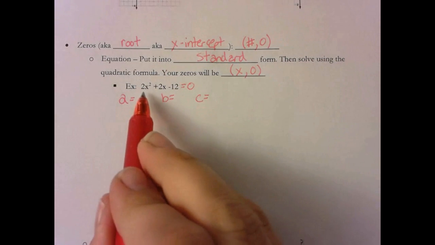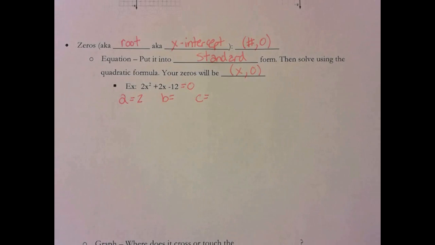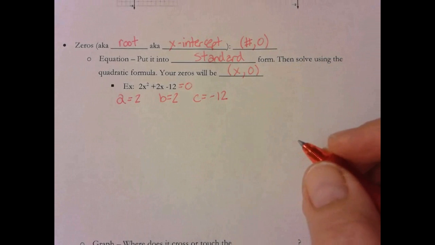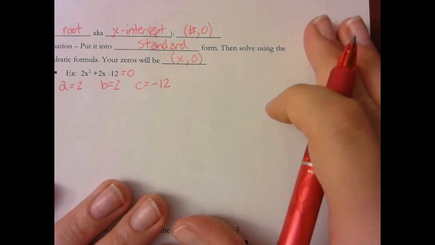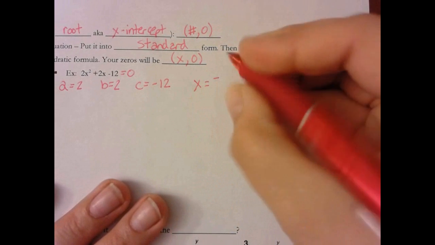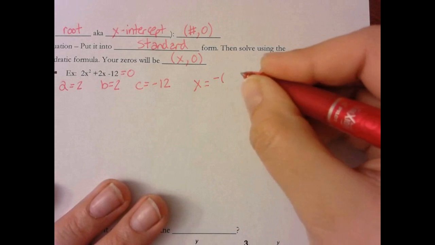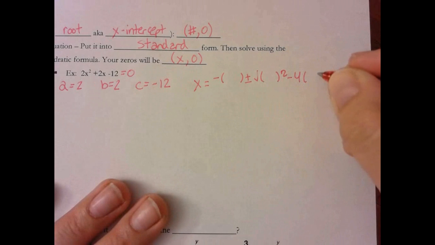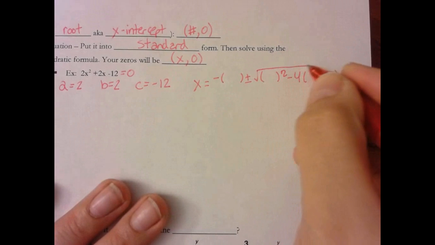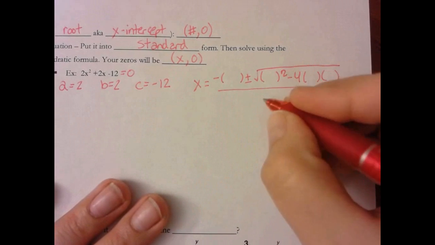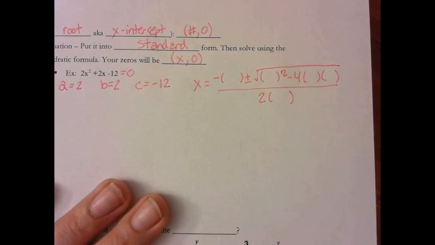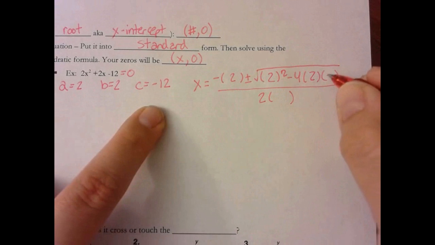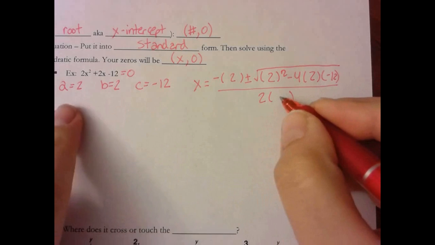So a is the coefficient for x squared, which is 2. B is the coefficient of x, which is also 2. And c is negative 12. All right, let's use that quadratic formula. So x equals, don't forget to write out your skeleton first. Then fill in your skeleton. So we need negative b, plus or minus the square root of b squared minus 4ac, and then all over 2a.